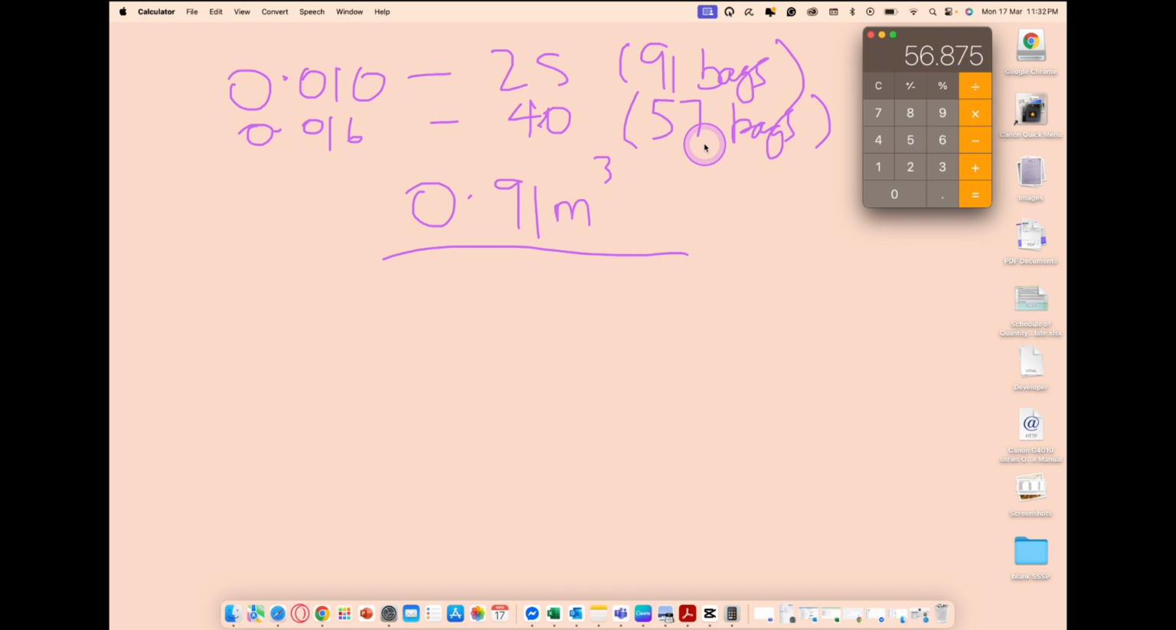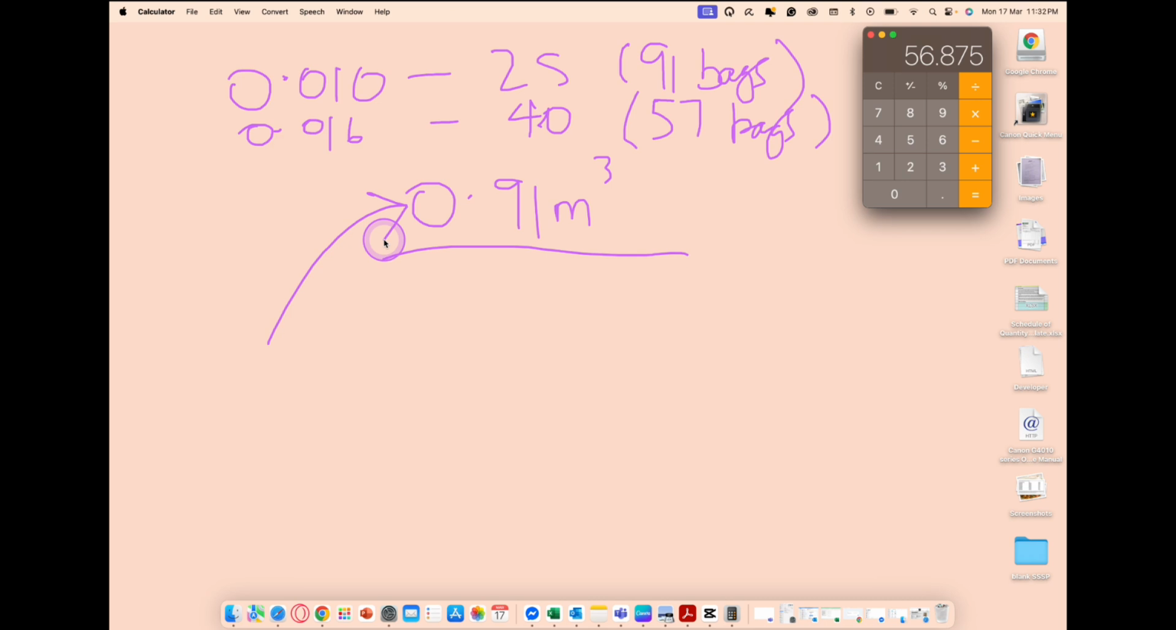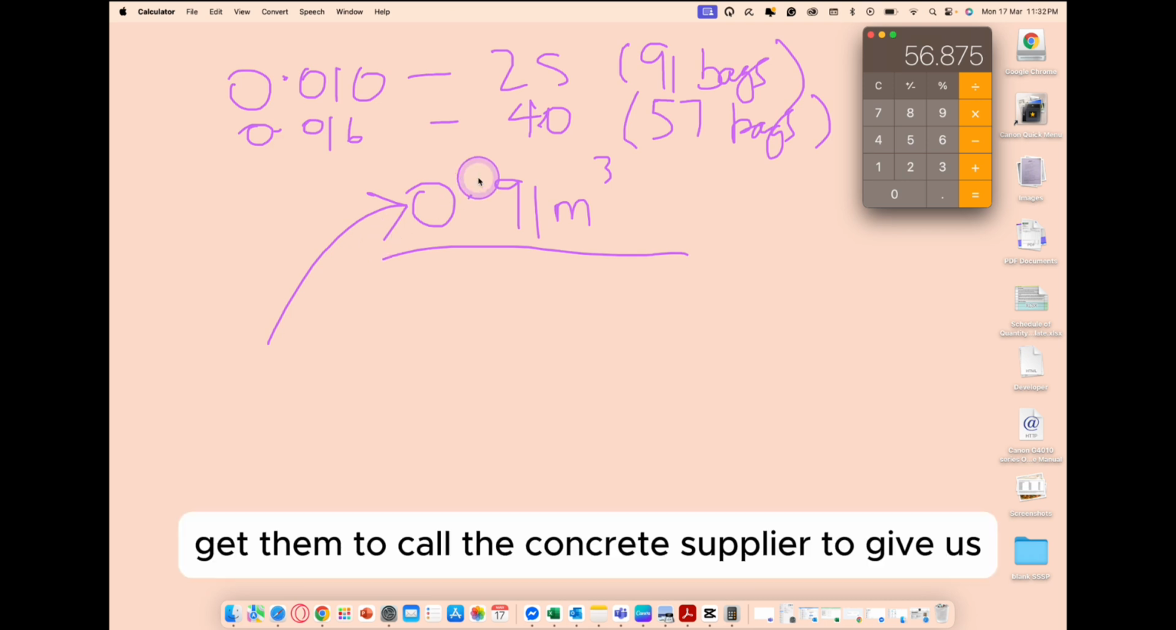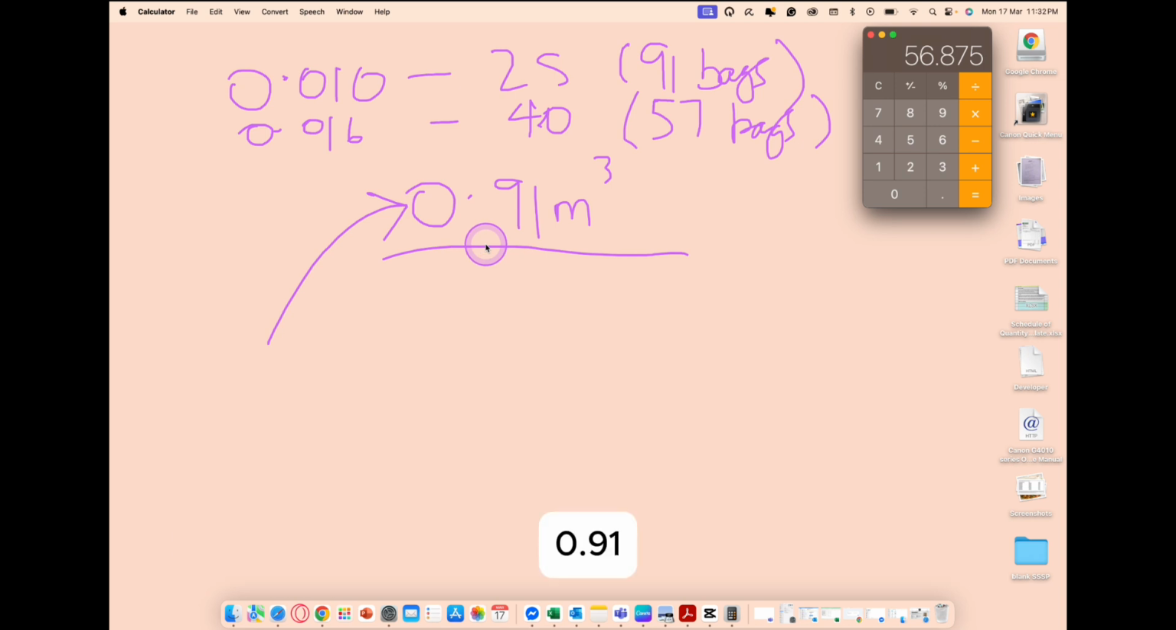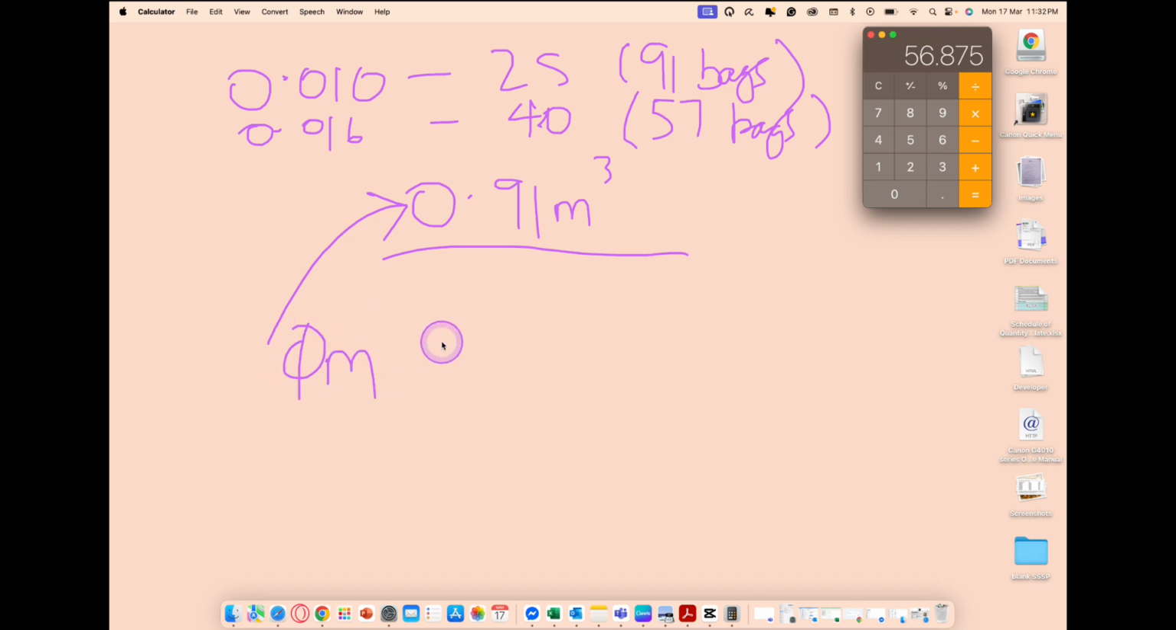But if I were you, I would just call your local merchant and get them to call the concrete supplier to give us 0.91 cubes, or go for 1 cube, that is. Go for 1 cubic meter.